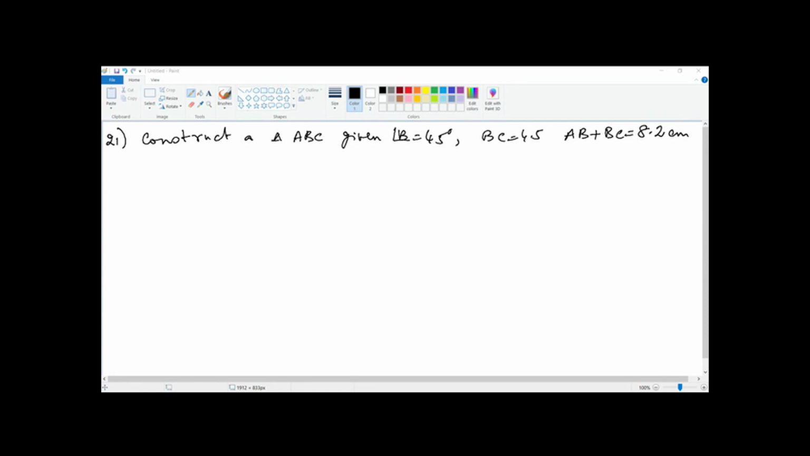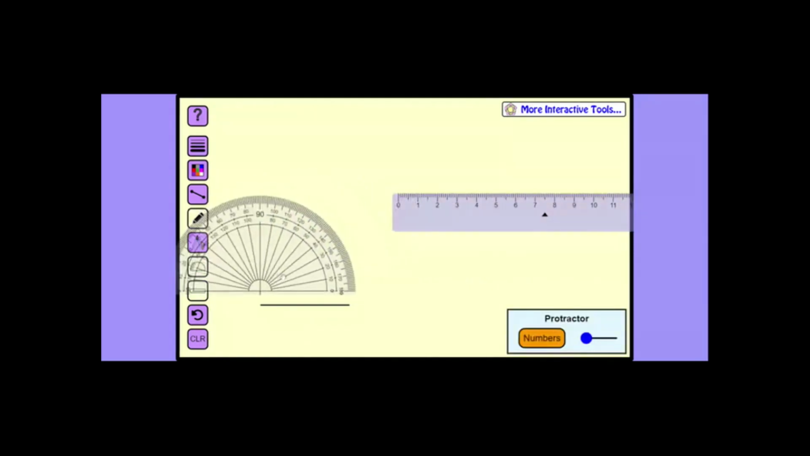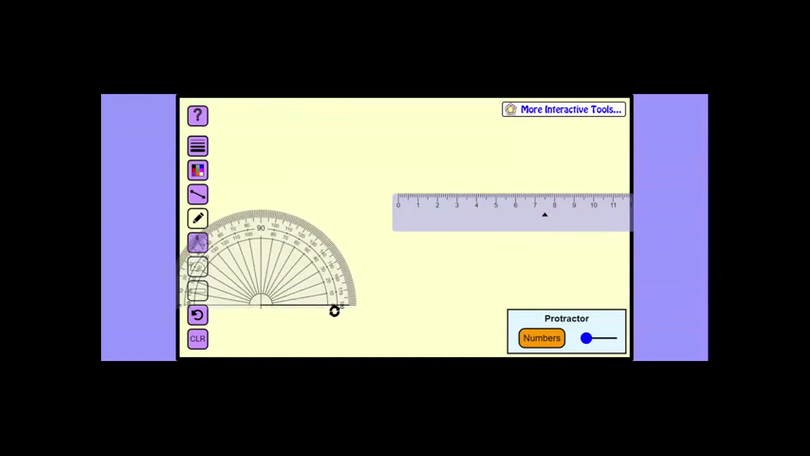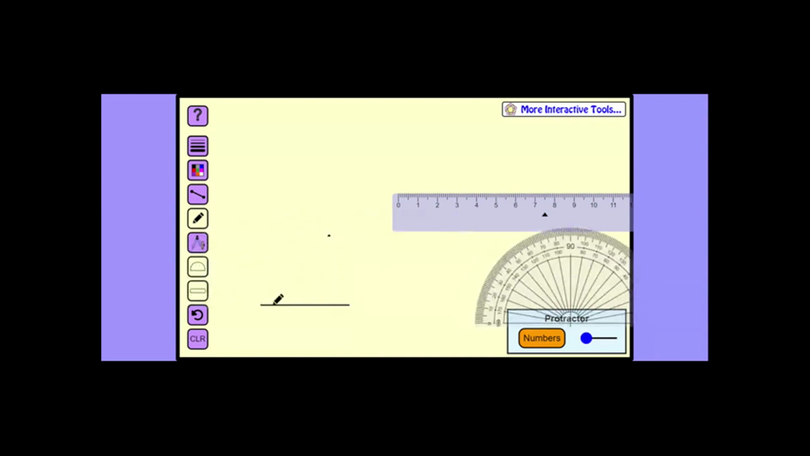So take your geometry box with you and share my screen. Can you see my screen? Yes, ma'am. So first you take your scale and how much you have to draw? 4.5. Correct. Draw a line of 4.5 centimeter. Then take your protractor, construct 45 degrees here. From 0 you have to take, not from 180. This is 45.